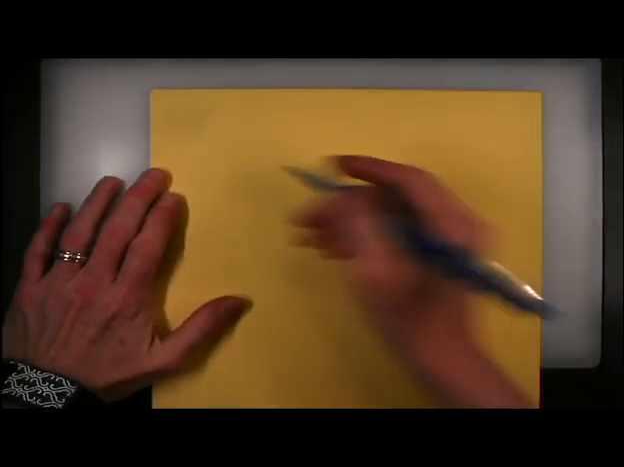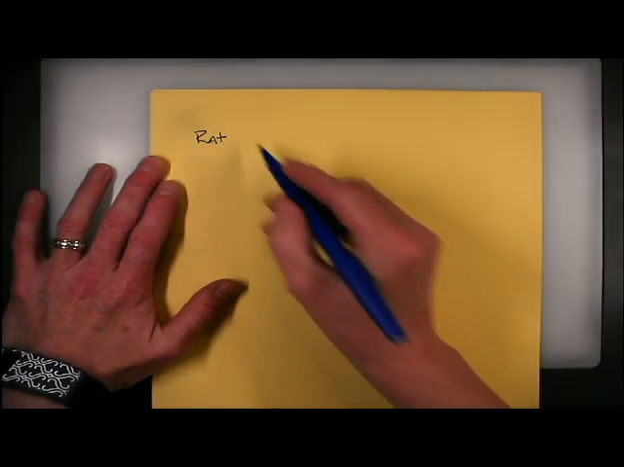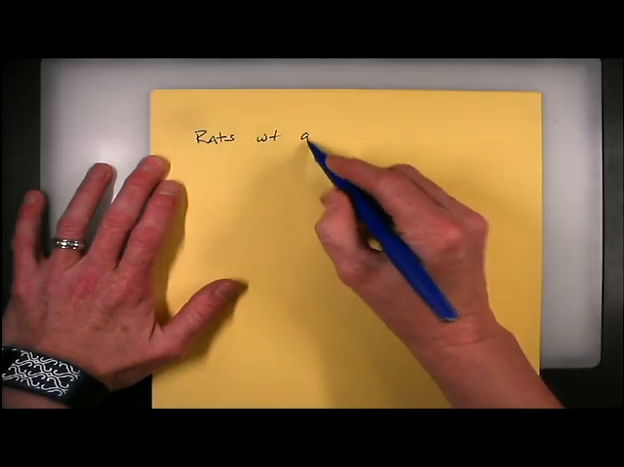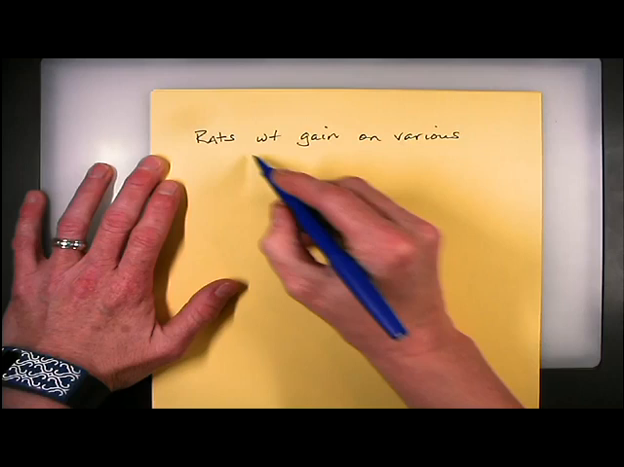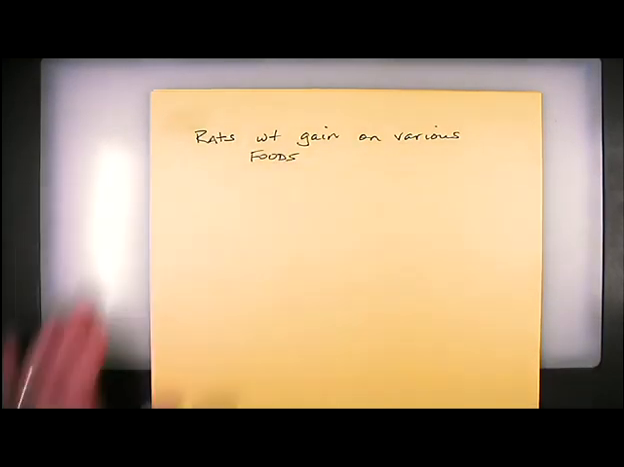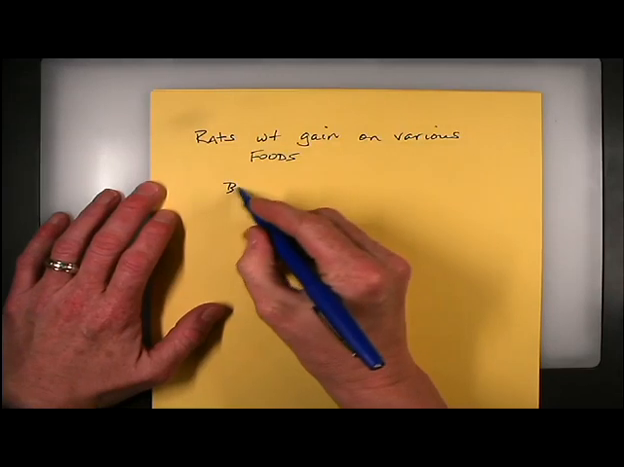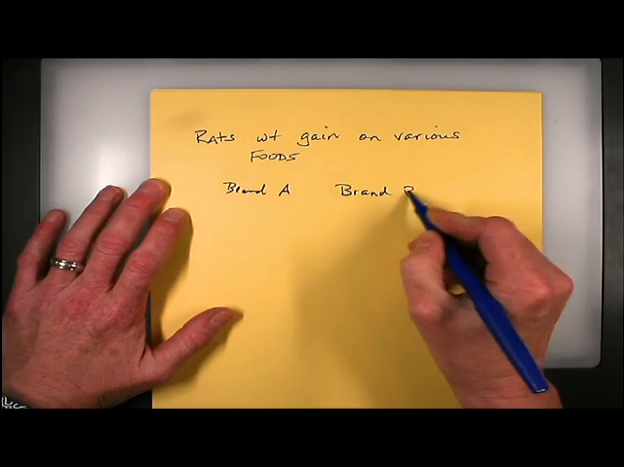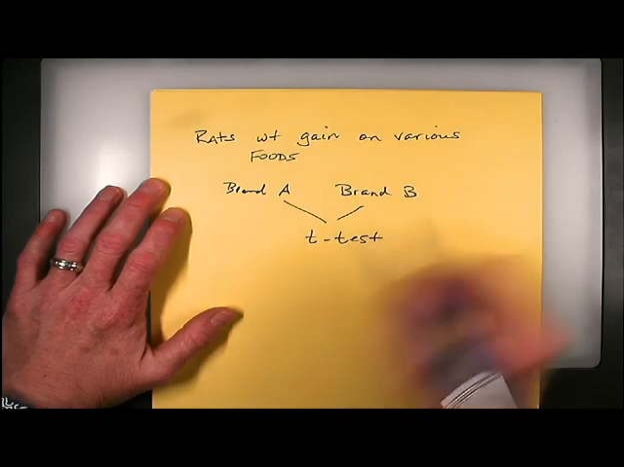So let's say that we have rats, weight gain on various foods, okay? And typically when we would set it up, we would say, okay, well, here's brand A versus brand B. And that is your simple t-test, the difference between two means.